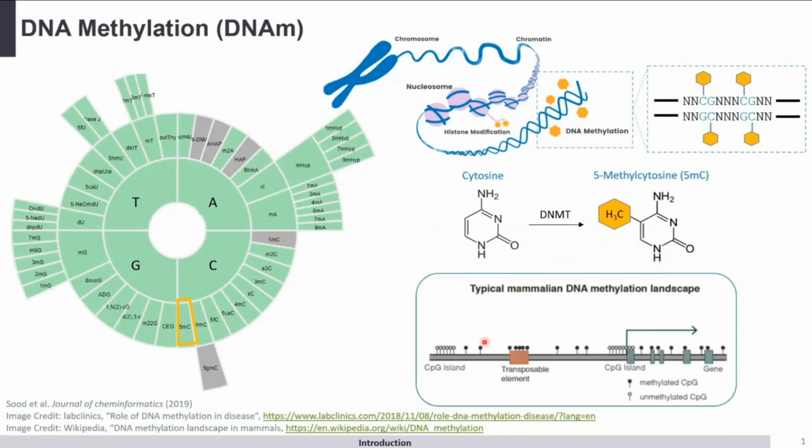CpG sites are frequently found in large clusters known as CpG islands, which are CpG-rich regions located in many gene promoters. These sites are instrumental in controlling gene expression. For example, the presence of unmethylated CpGs in the gene promoter region is associated with active gene expression.